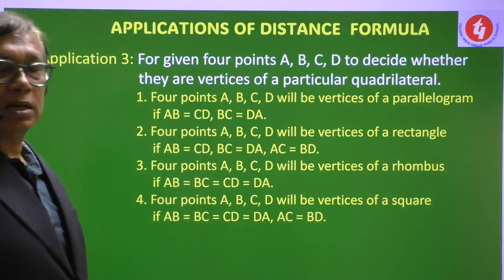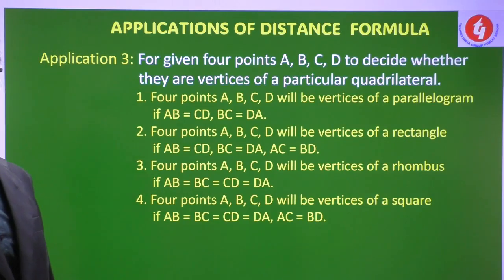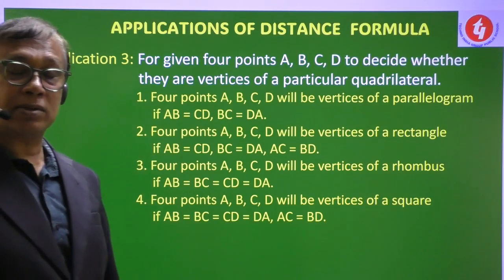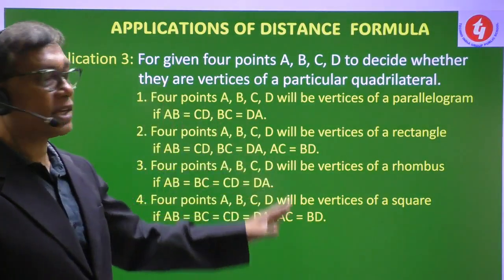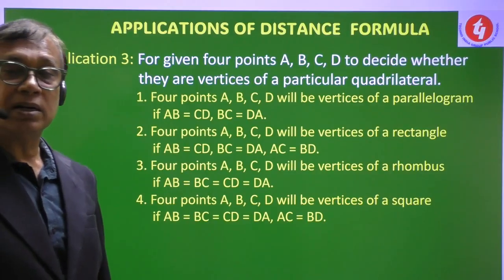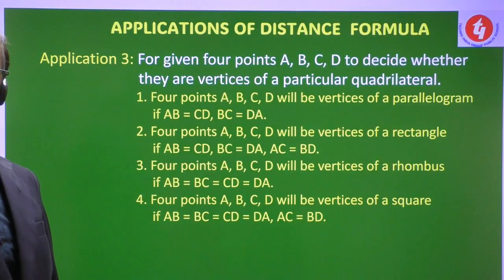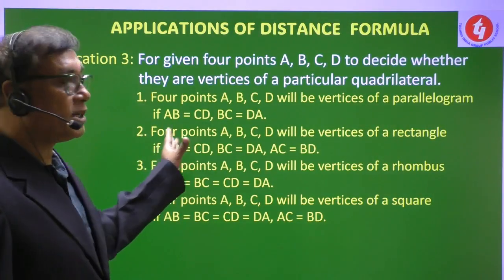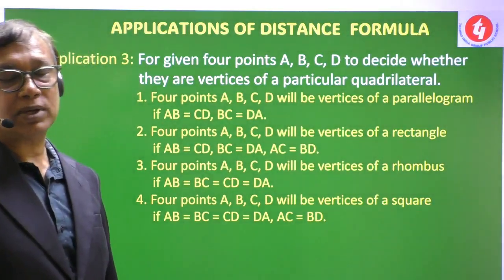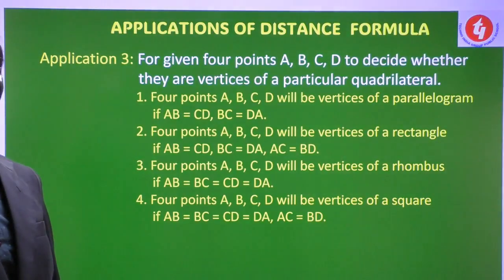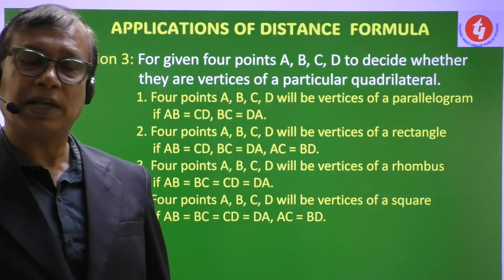After finding all sides length, that means AB, BC, CD, AD, and also the two diagonals length, that is AC and BD, if we see opposite sides are equal, then we can say the quadrilateral is a parallelogram. Is it clear? But if we see opposite sides are equal and diagonals are equal, then we can say it is a rectangle. Is it clear? Again, if we see all sides are equal, then we can say it is a rhombus.